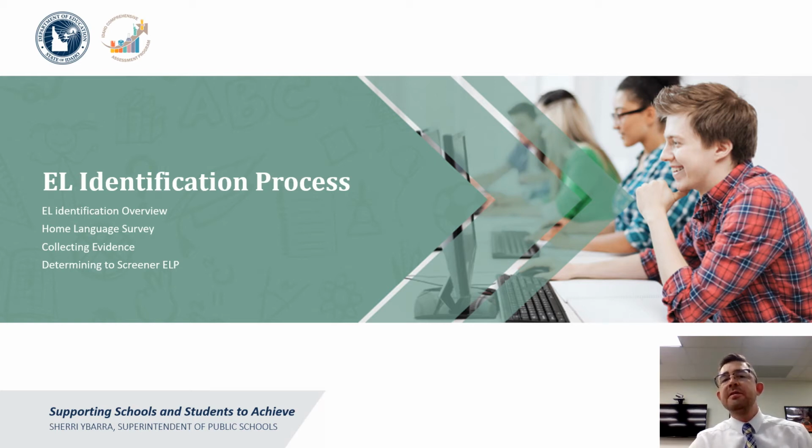This is the first of 6 presentations that will give the participant a better understanding of how English learners are identified and the administrative actions that are required to make the identification process possible. The presentation broadly reviews the EL identification process.